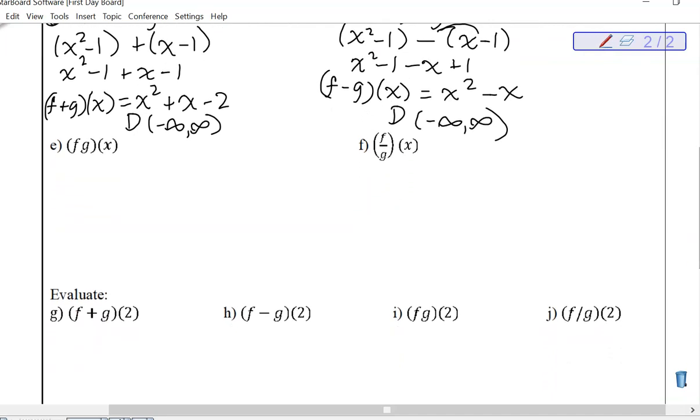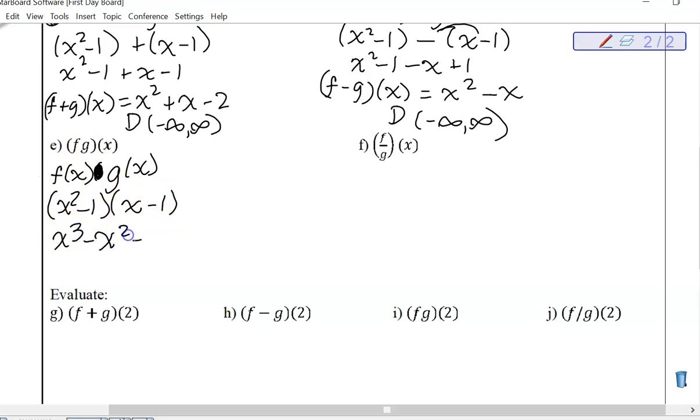Now what if we multiply a parabola times a line? What do you think? New parabola? I heard somebody else say a cubic. Well, let's see. This is the f of x, this is a times sign, times the g of x. So we're going to do x squared minus 1 times x minus 1, and we multiply that all together. That's x cubed minus x squared minus x plus 1.